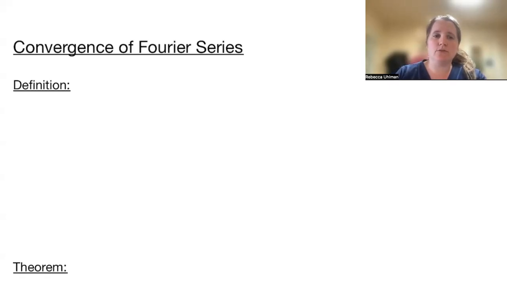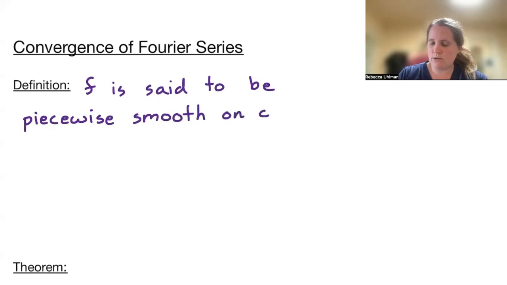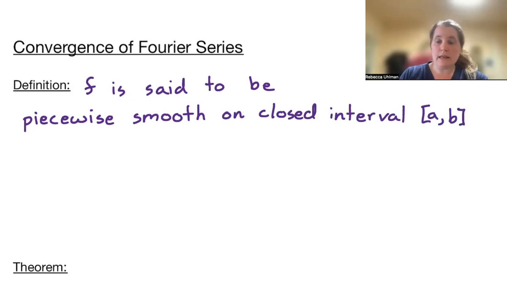Welcome to Convergence of Fourier series. So before we get into Convergence of Fourier series, we'll get into sort of the required type of function. So definition, f is said to be piecewise smooth on the closed interval AB if f and f prime are both continuous except at finitely many points in AB.